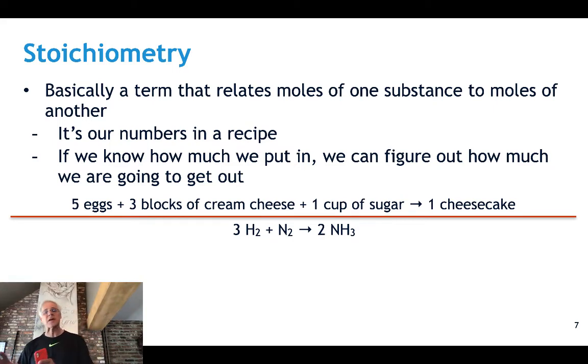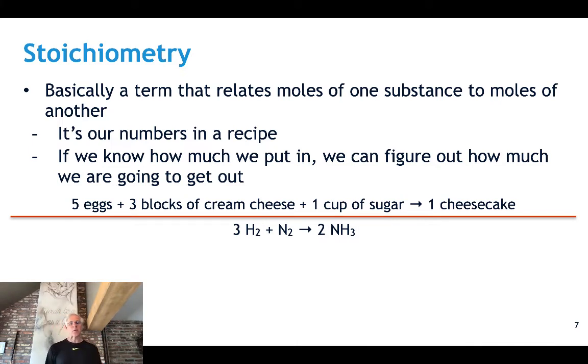So if I wanted to make 2 cheesecakes, I have these ratios, these relationships between the number of eggs, the blocks of cream cheese, and the cups of sugar to get 1 cheesecake. Okay, so if I wanted 2 cheesecakes, I would need 10 eggs, 6 blocks of cream cheese, and 2 cups of sugar. That is all stoichiometry is. It's just looking at those relationships between reactants and products.